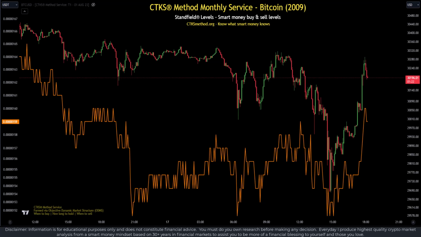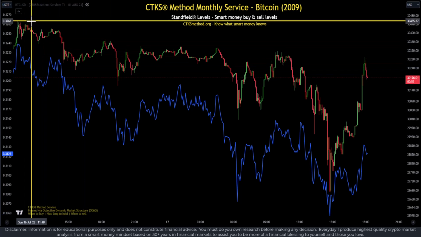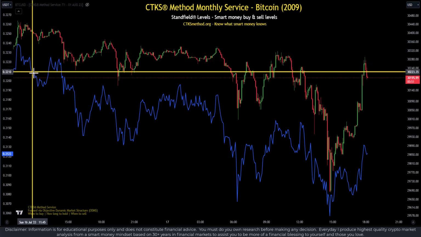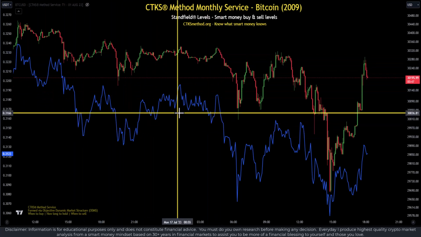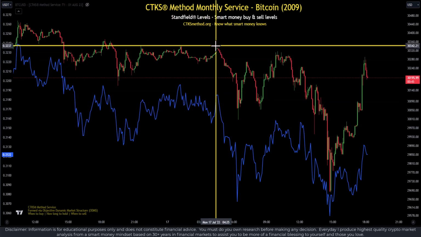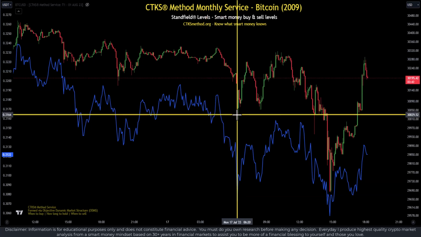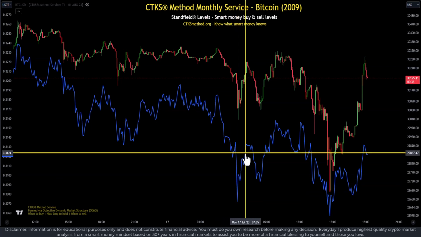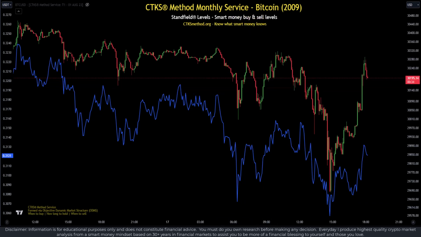Let's check another one. Let's pop in ADA, Cardano. What do we see? As Bitcoin is coming down, what's ADA doing? It's coming down. As Bitcoin is coming up, what's ADA doing? You guessed it, it's coming up. As Bitcoin came down, what did ADA do? It came down. As Bitcoin reversed up, what did ADA do? It reversed up. As Bitcoin came down, you get the idea.